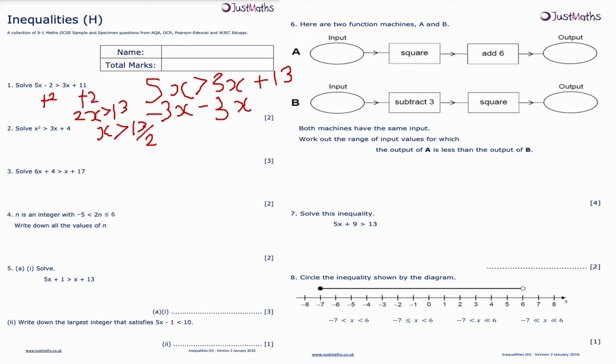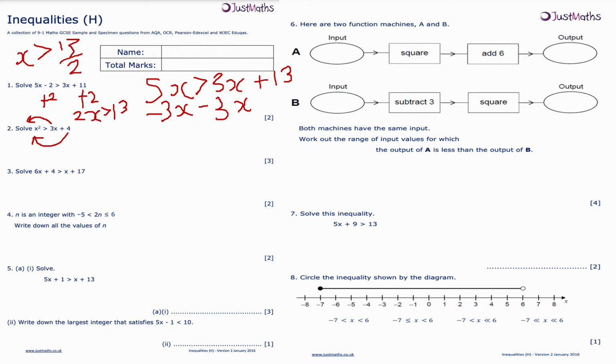This is question number 2. Solve this quadratic inequality. Well, what I'm going to do is bring the 3x over to this side, and bring the 4 over. Let's just delete this here and write the answer somewhere else for question 1. But question 1, guys, the answer should be x is greater than 13 halves or anything equivalent to 13 halves.